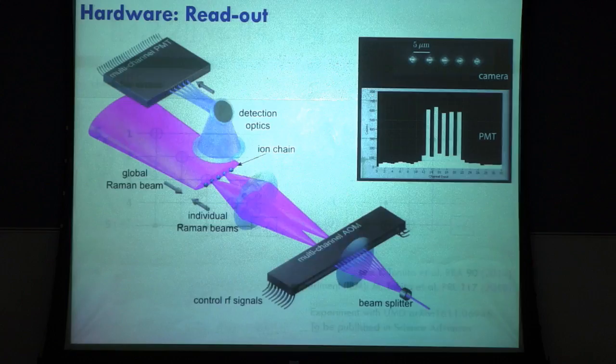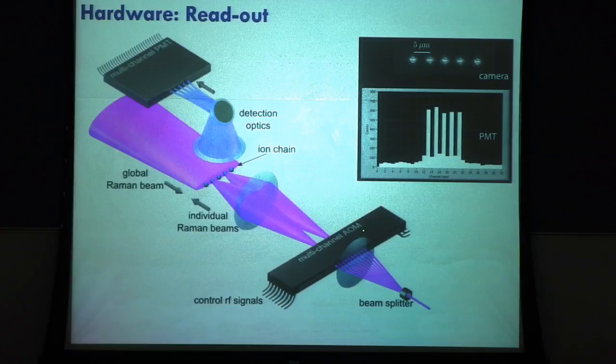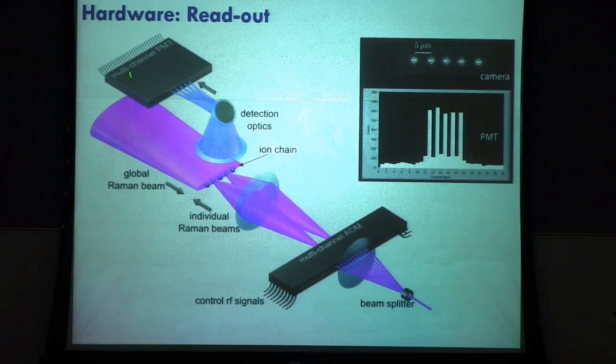So what does the hardware look like at the University of Maryland, who you're collaborating with? You have a big laser that comes through. There's a multi-channel AOM, which allows you to interact with individual ions. And then there's a multi-channel PMT, which allows you to measure the states of these ions.